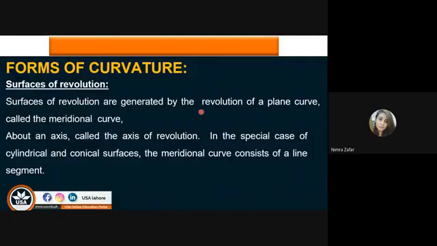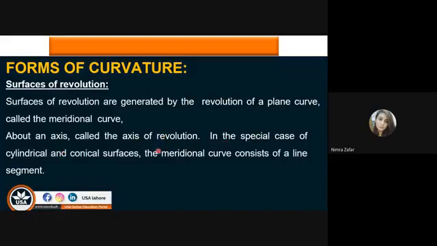Then we have forms of curvature and then their surfaces of revolution. Surfaces of revolution are generated by the revolution of a plane curve called the meridional curve. So this is the plane along which we can revolve a body. There is an axis or the plane along which we can rotate or revolve a body. That rotational curve is called meridional curve. And the axis along which we rotate or revolve the surface is called axis of revolution.